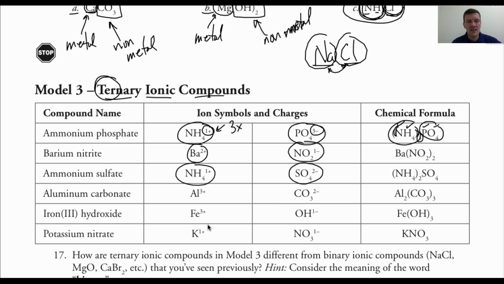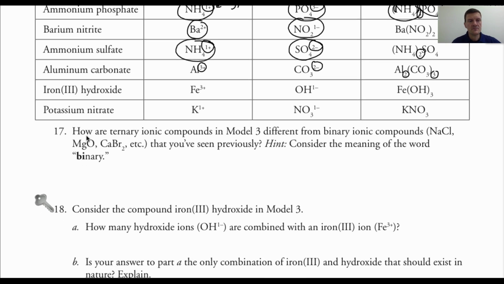All right. Again, all of these have to combine in a ratio so that you have a neutral compound. So positive 1 with a negative 2, I'm going to need 2 of the ammonium. Here's a plus 3 with a negative 2, I'm going to need 2 of the aluminum and 3 of the carbonate. All right, let's answer some of these questions.